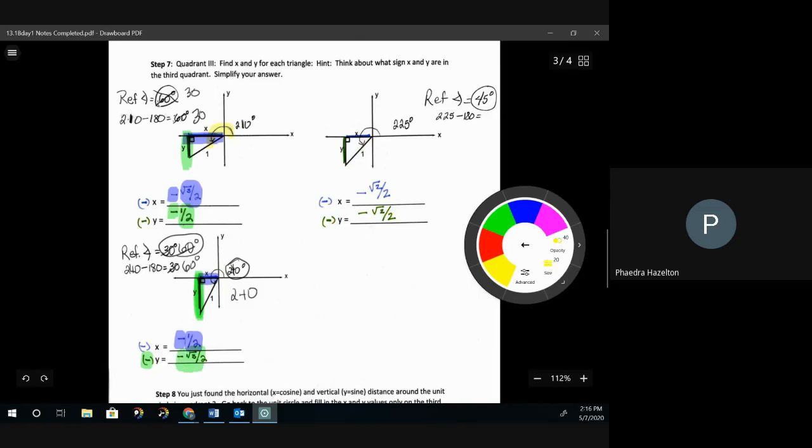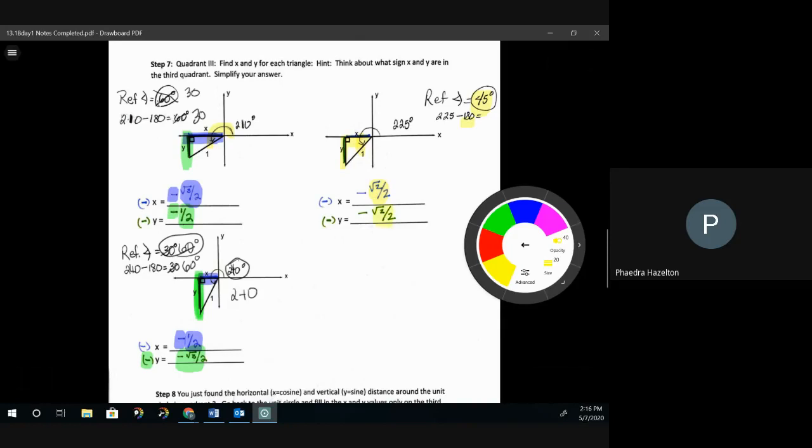And now we're back to reference angle 45, 45. Both my sides are the same. And you go here, you go 225 minus 180 because you got to find that. And that's how you got the reference angle of 45. And you know that they're the same. So it's square root of 2 over 2, square root of 2 over 2.